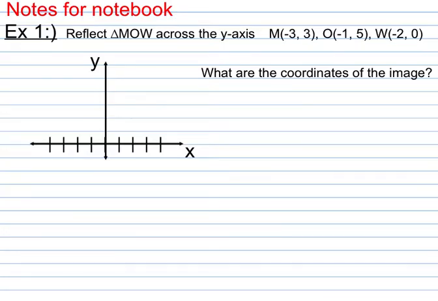Okay, so in your notes, example 1, please copy this down. Reflect triangle MOW across the y-axis. M is located at (-3, 3), O located at (-1, 5), and W at (-2, 0).